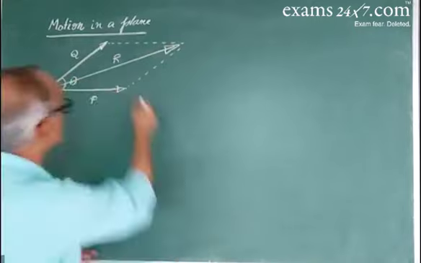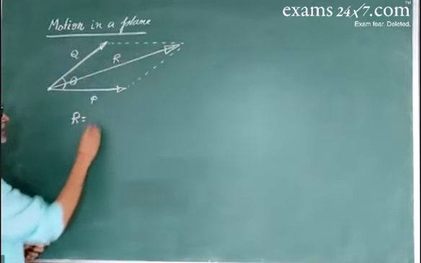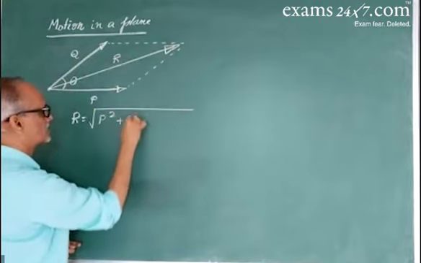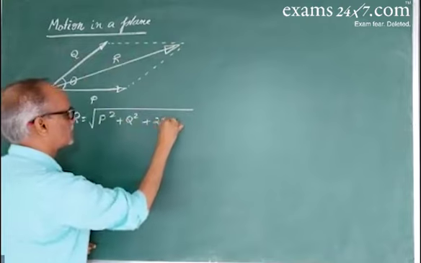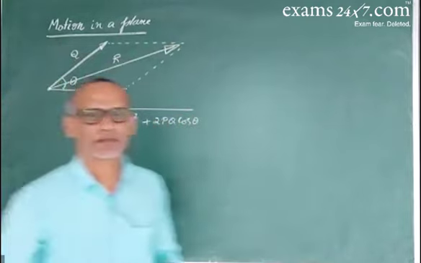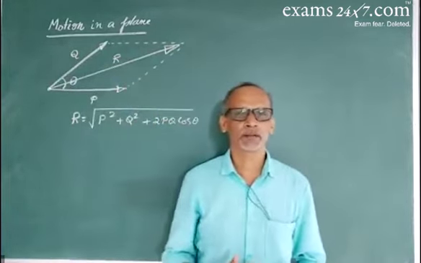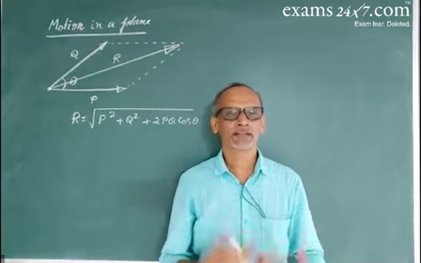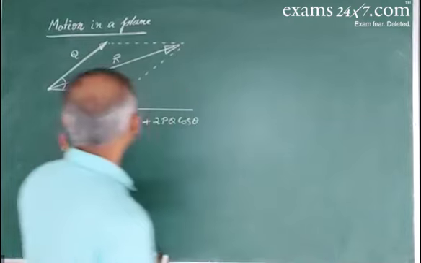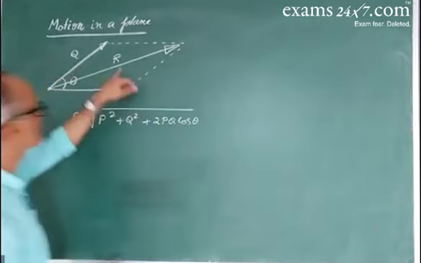So what is the relation between the resultant and the individual vectors? R is equal to root of p square plus q square plus 2pq cos theta. So this is a very important relation because in every chapter we come across vectors, and whenever there is a vector addition, we use this particular formula, which is root of p square plus q square plus 2pq cos theta. R is also a vector.